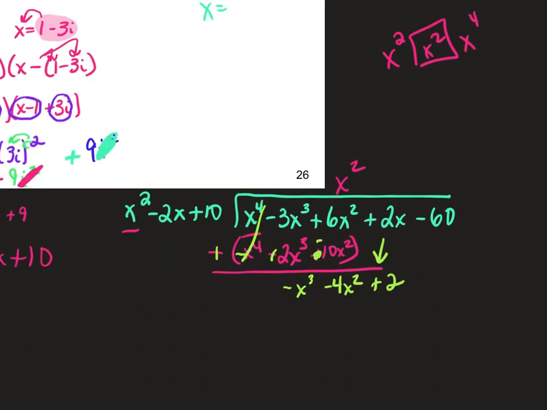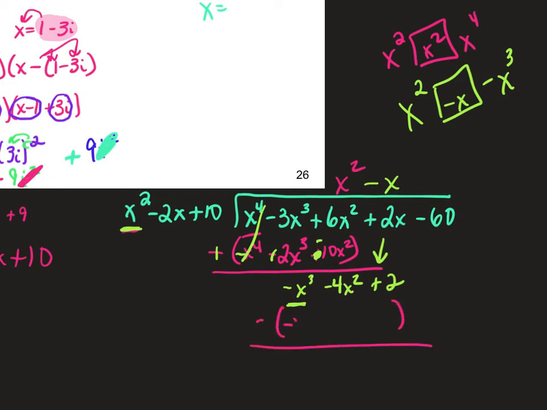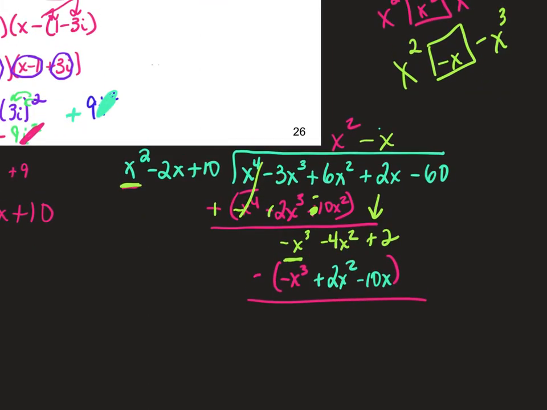And then we just start the process all over again. First term into first term. Well, x squared times what gives me negative x cubed? Negative x. Yes, ma'am. So I'm going to put my negative x right here, and then I'm going to multiply. Negative x times x squared is negative x cubed. Okay, so we have negative x times negative 2x is plus 2x squared. Negative x times 10 is negative 10x. Better?